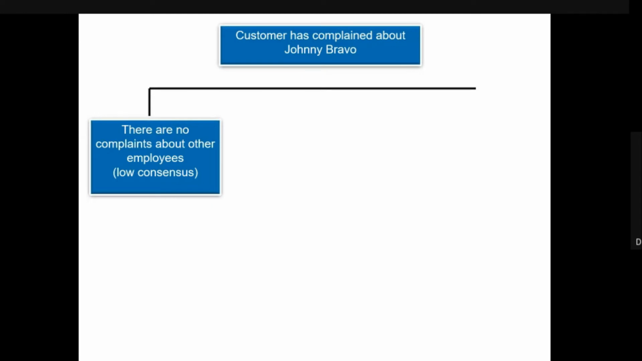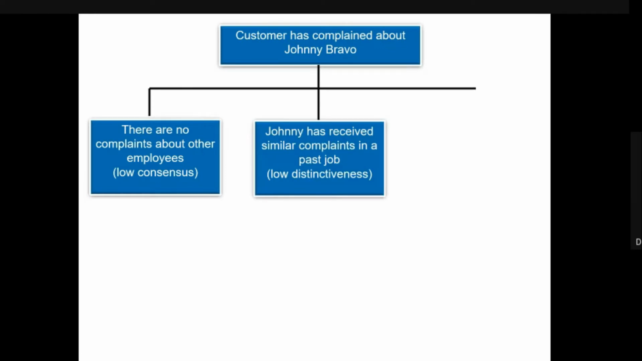Okay, so to give you other example, tignan natin tong example na to. There is a customer complaint about Johnny Bravo. Using the three components of attribution, so for example, dun sa consensus, there are no complaints about other employees. So ibig sabihin yan, si Johnny Bravo lang ang merong na-receive na complaint. The rest, okay, na mga empleyado, walang na-receive na complaint. So low consensus. Pag low consensus, ano ibig sabihin nun? Internal attribution. But we still have other two factors that we have to consider, yung distinctiveness.